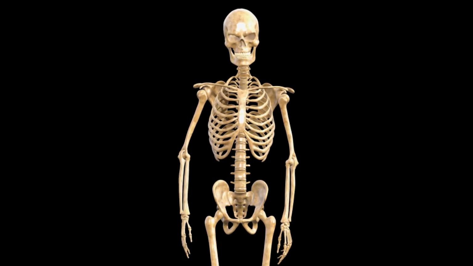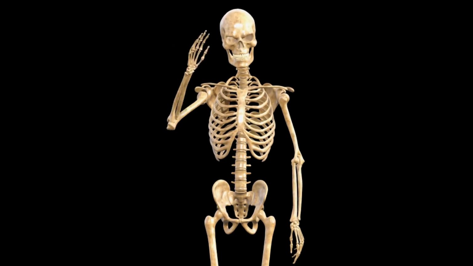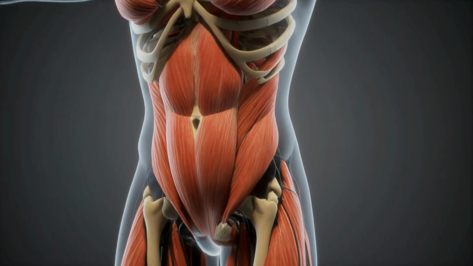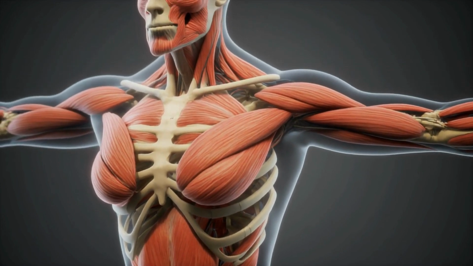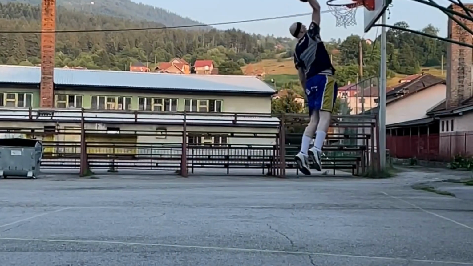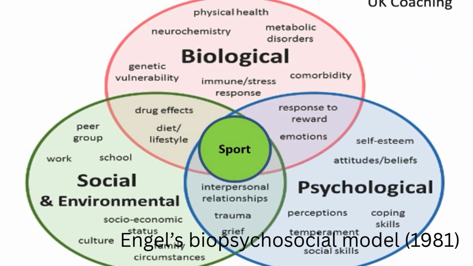Today we will talk about biological factors. Understanding biological factors is essential when exploring how talent develops in sport, because biology shapes both performance potential and the opportunities athletes receive. Engel's biopsychosocial model (1981) reminds us that biological traits never operate alone. They interact with psychological confidence and the social environment surrounding the athlete.